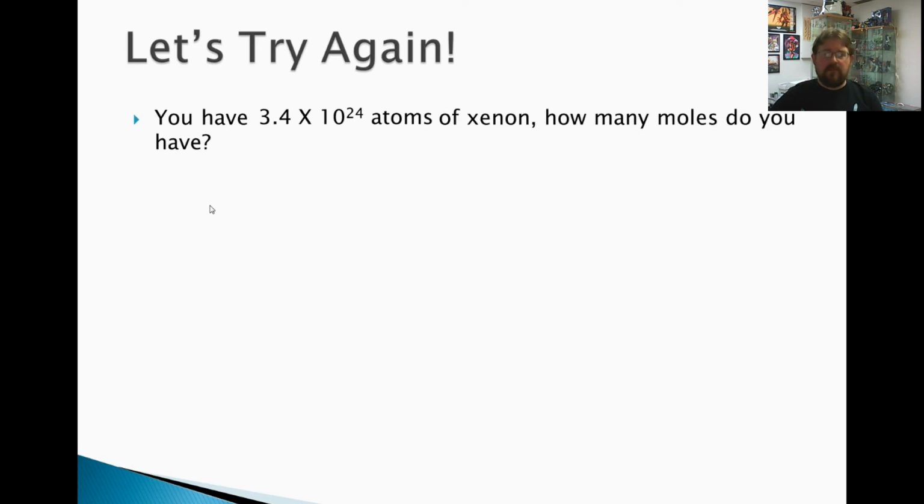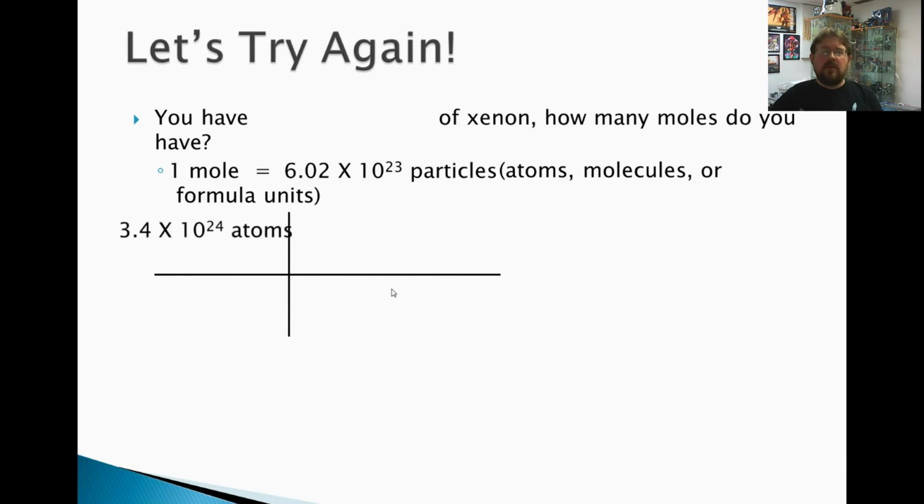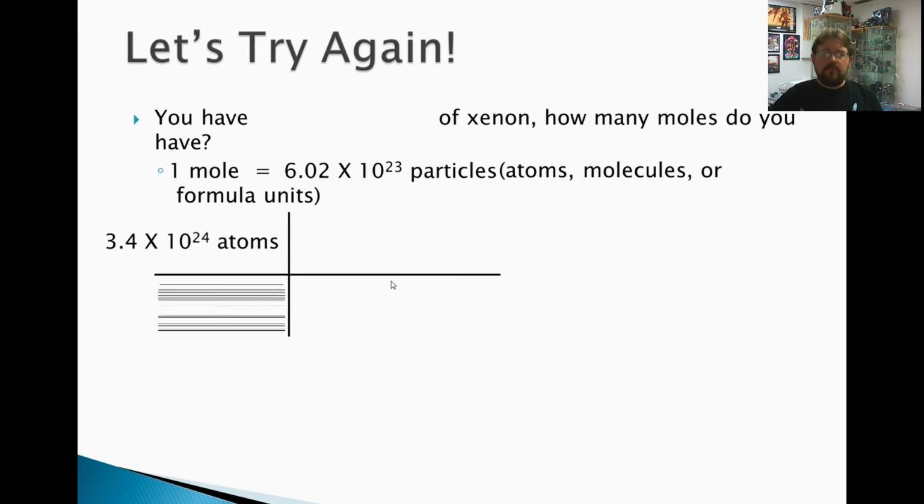Okay, so very similar problem. We've got particles, we've got moles, which means we're using 1 mole equals 6.02 times 10 to the 23rd particles. And remember, this is always set up like this. It's always going to be 1 mole and 6.02 times 10 to the 23rd particles. Set up our boxes, okay? Next, we take our starting number from the problem, 3.4 times 10 to the 24th atoms. That goes in the top left.